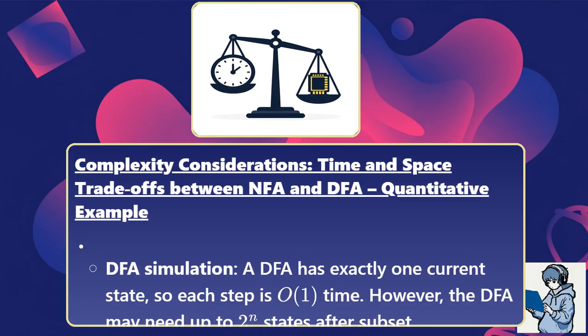DFA simulation. A DFA has exactly one current state, so each step is O of 1 time. However, the DFA may need up to 2 to the n states after subset construction, which can be huge. Space needed is proportional to the number of DFA states, often stored in a transition table.